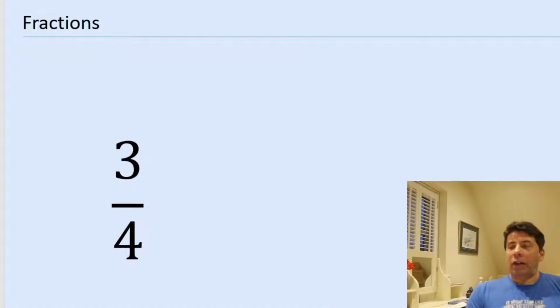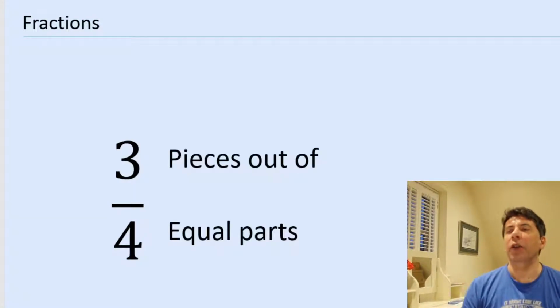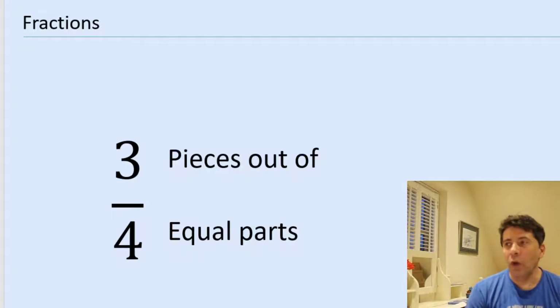Okay, so let's just look at a fraction and let's see how they work. So 3/4. 4 is the number of equal parts we're going to break something into, and then 3 is the number of pieces that we're going to take from the 4 equal parts.